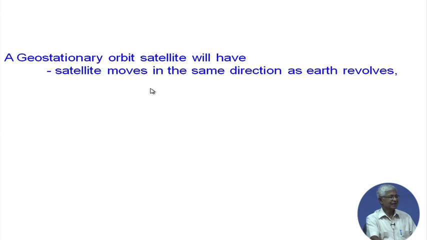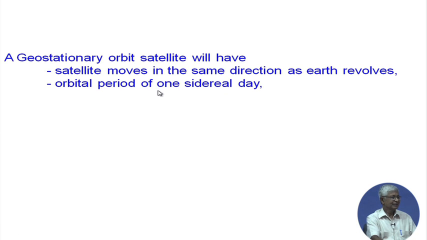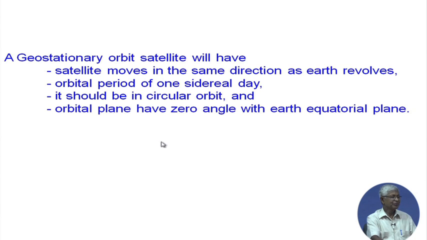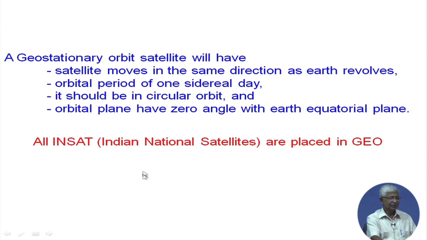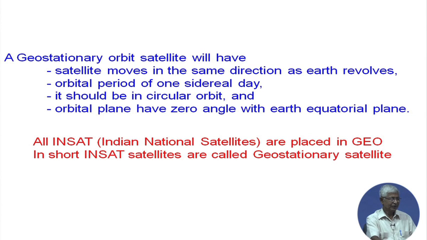So, by definition, a geostationary orbit of a satellite will have the satellite moving in the same direction as the Earth revolves, with an orbital period of one sidereal day. It should be in a circular orbit, and the orbital plane has a zero inclination angle with the Earth's equatorial plane. As we said, our Indian national satellites, INSATs, are all placed in geostationary orbit, or GEO.